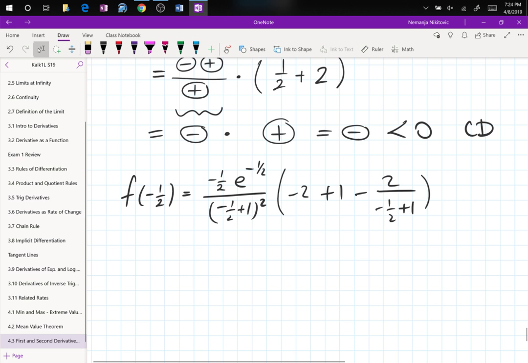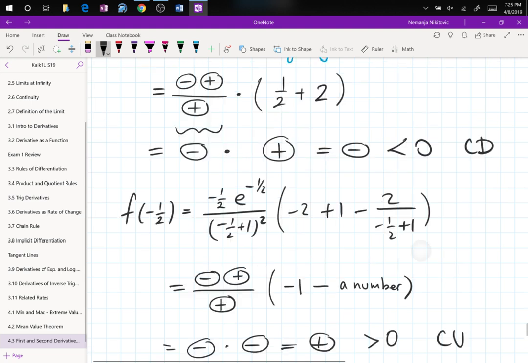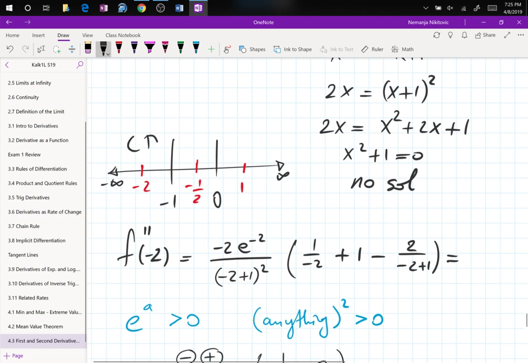I have same arguments here. I have a negative times a positive divided by a positive. And then this is negative 1 minus a number. And I don't care what it is. So, those positives don't matter. Negative times a negative is a positive. So, larger than 0, concave up. Yay. So I have concave down, concave up.